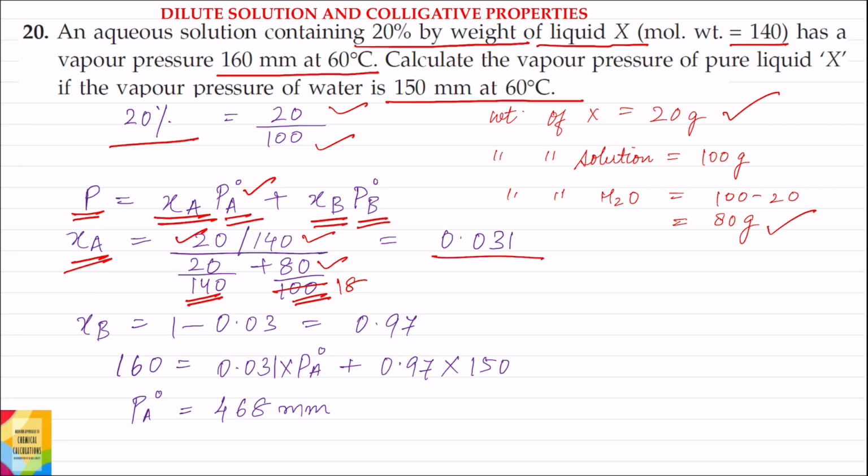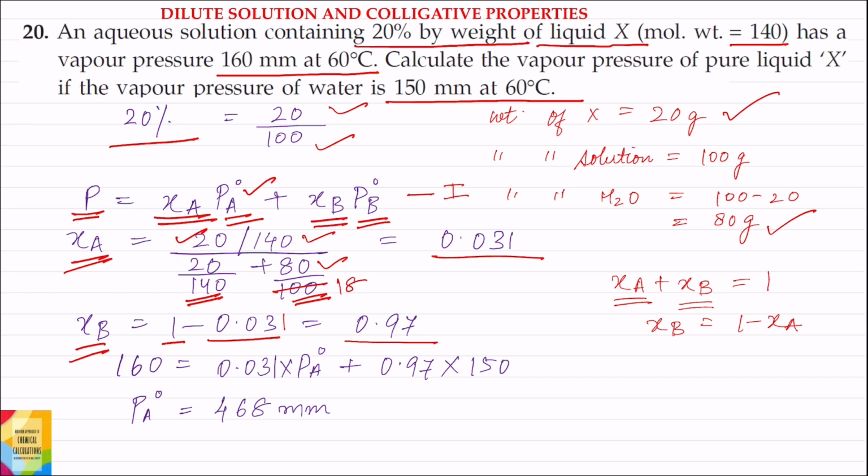Now, when there are two liquids, for binary solutions, XA plus XB, that is mole fraction of A plus mole fraction of B, is equal to 1. Therefore, XB is equal to 1 minus XA. So we know the value for XA. So XB will be equal to 1 minus XA. XA is 0.031 and this is approximately equal to 0.97. Now putting the values, let this be equation 1.